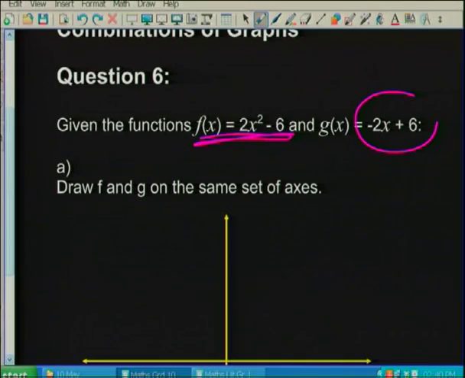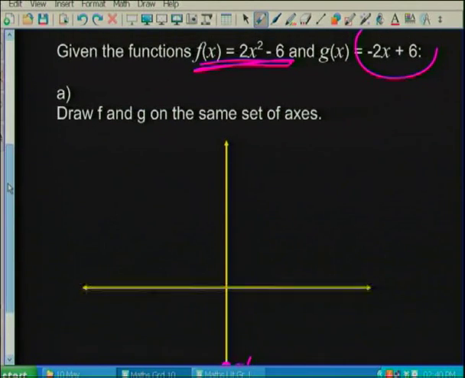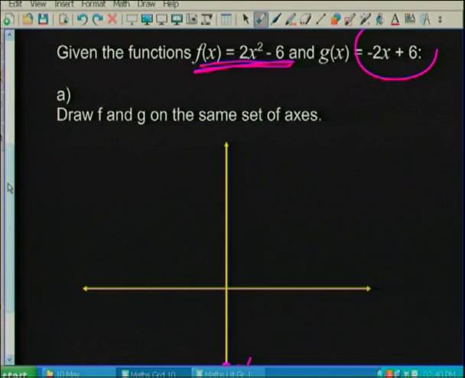Well, firstly, it is a smiley face parabola because the value of a is positive. Secondly, it has been vertically shifted down by 6 units, so I'm going to indicate that first. This is now rough. I'm not using a grid. So it's got a minimum turning point at minus 6. And I'm now going to calculate the x-intercepts.